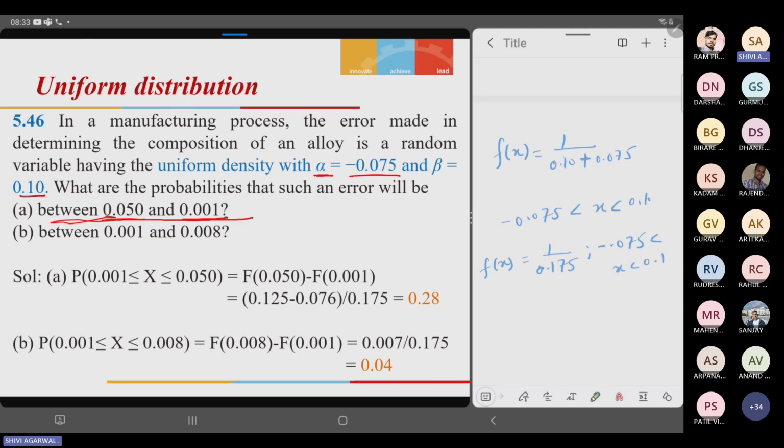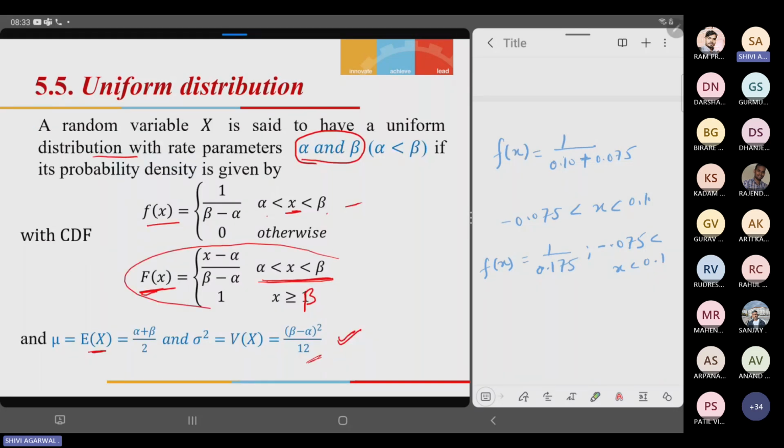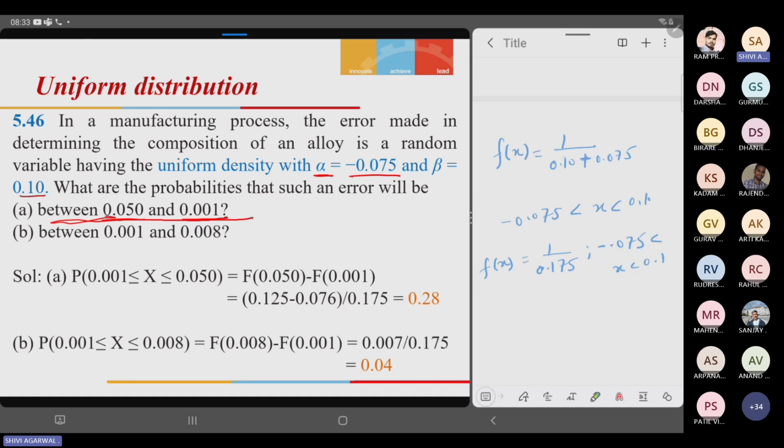In this one, there are two methods you can use, either the density function or the CDF, the cumulative distribution function, which you also know about. So we can use the cumulative distribution function, and it is given F(x) is equal to x minus alpha upon beta minus alpha in the range when alpha is less than x is less than beta. Otherwise it is 1 when x is greater than or equal to beta, and it is 0 when x is less than alpha.